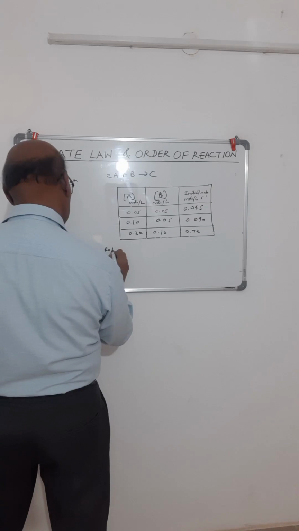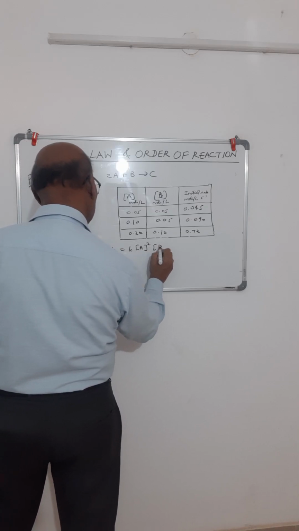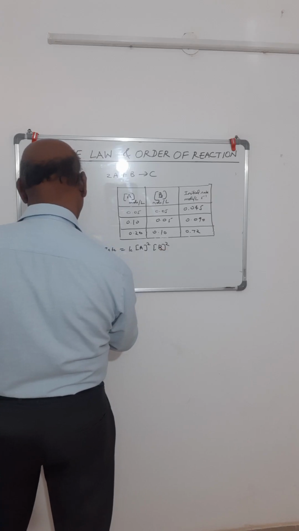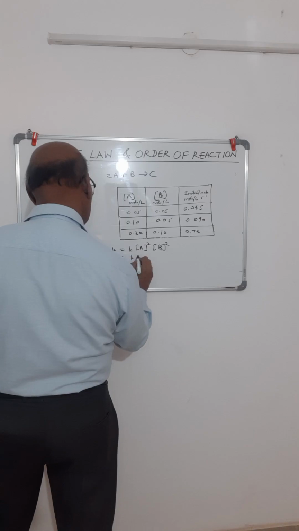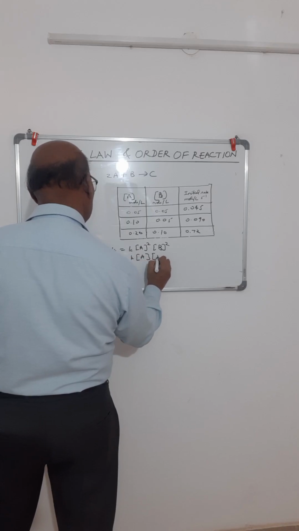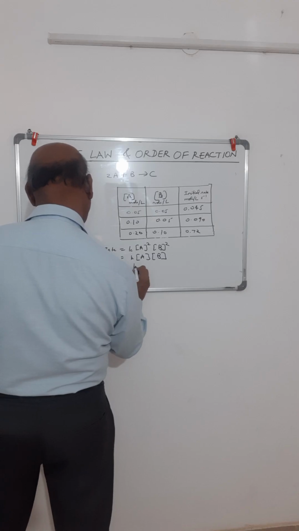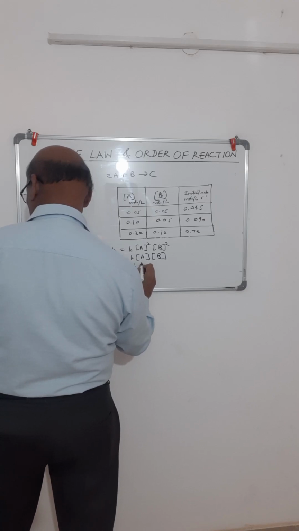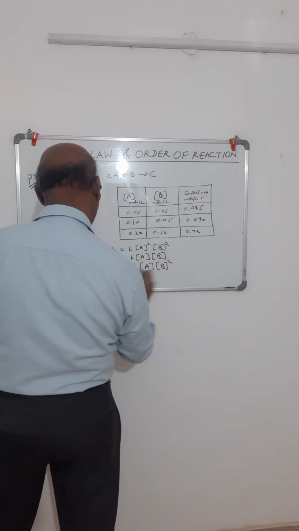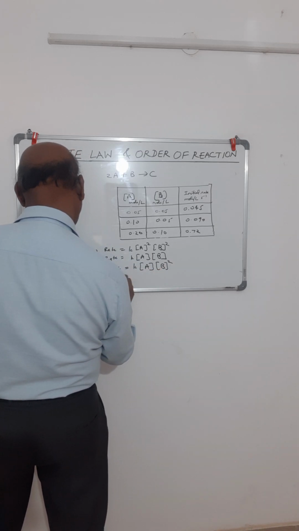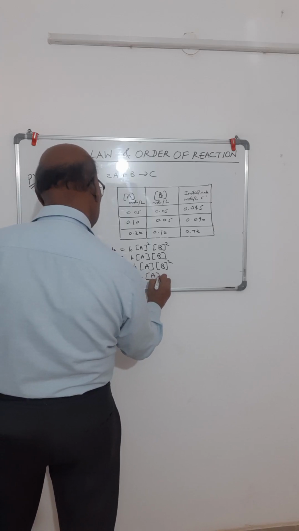A, rate equal to K, concentration of A square, concentration of B square. Then B option is rate equal to K, concentration of A into concentration of B. And C is rate equal to K, concentration of A into B square, and the D option is rate equal to K A square into B.